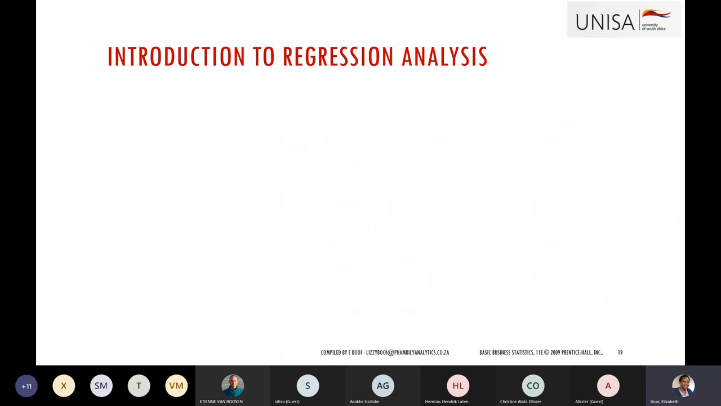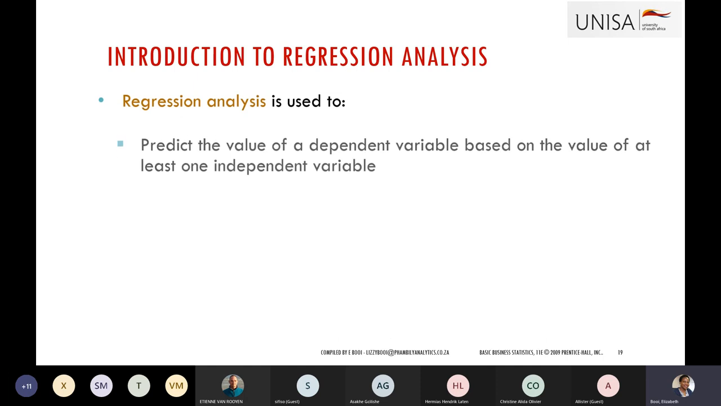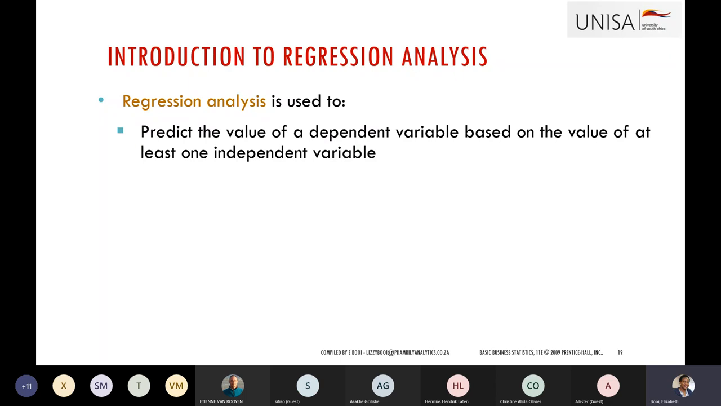Okay, any questions before we move on to regression? Okay, no questions. So in terms of the regression, we said the correlation tells us the relationship. Regression assists us to predict or get a new value, to predict a value in the future. We can use it to forecast a new value. So a regression is used to predict the value of your dependent variable based on the value of at least one independent variable. Because here we're using one independent variable, so we can safely say depending on one independent variable.